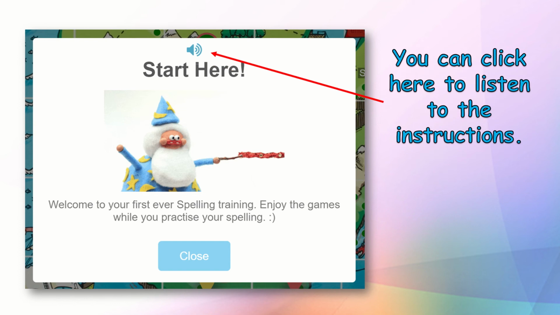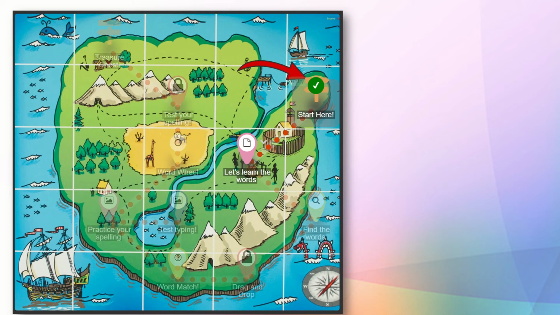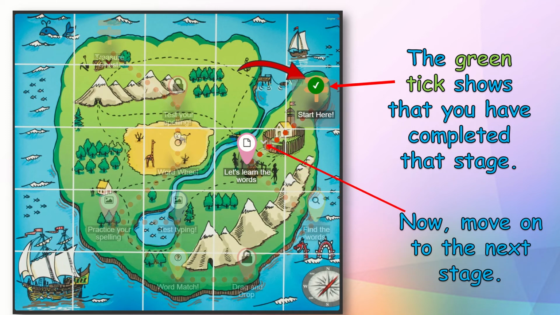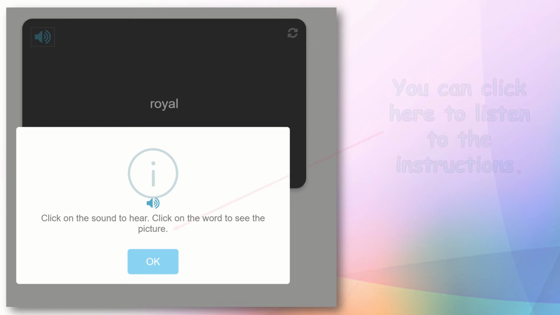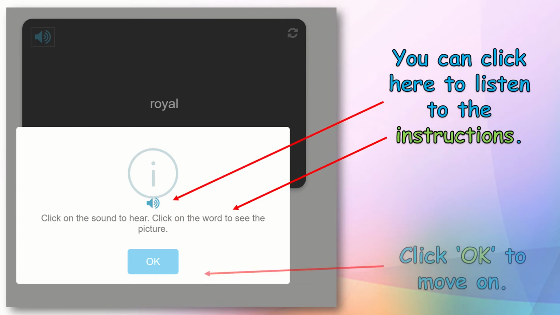You can either listen by clicking on that sound, or you can read the instructions, which is the same thing, and then you click close to continue. Once you have read the welcome message, you'll see a green tick. That means you have completed that stage. Now you need to move on to the next one, which is let's learn the new words. Same thing, you can click here to listen to the instructions or you can read it. Click OK to move on.